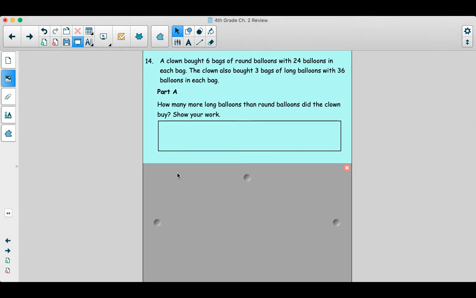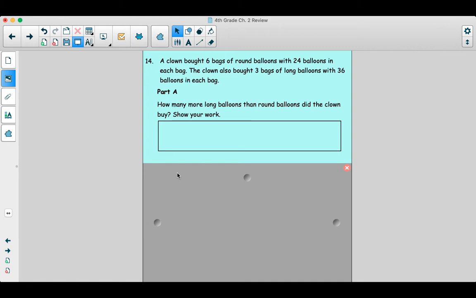All right, here we go. Why they talk about creepy clowns, I don't know, but here we are. Number 14 is starring a clown. A clown bought 6 bags of round balloons, with 24 balloons in each bag. Okay, so 6 bags of round balloons with 24 balloons in each bag. Got that? Okay, the clown also bought 3 bags of long balloons with 36 balloons in each bag.